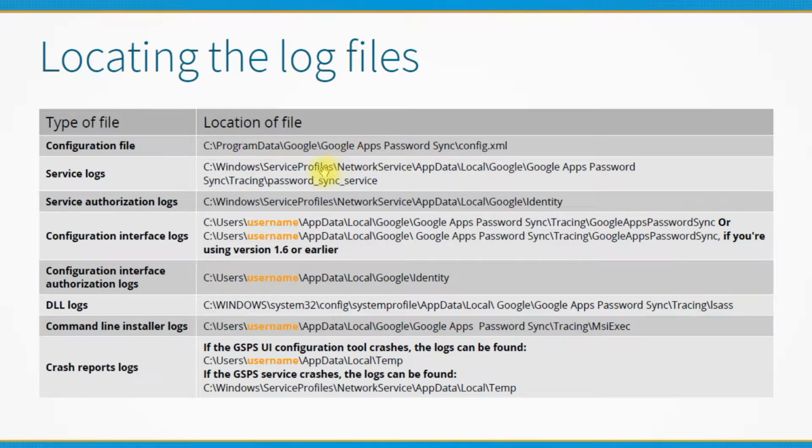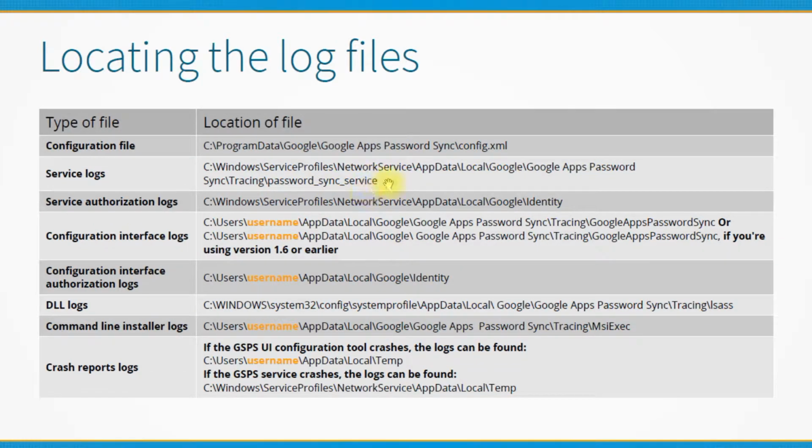Then the second type of the log files is the service logs, and for me personally, I think this is the most important log file that you will ever need, or take a look at occasionally. This file is located in C Windows Service Profile, Network Services, or Service App Data. Just a note that this app data folder is hidden the same way that the app data folder inside the user profile is. So if you do not see app data in this path, then you'll have to show the hidden files. Then app data, then local, then Google Apps, then Google Apps password sync, then tracing, and then password sync service.